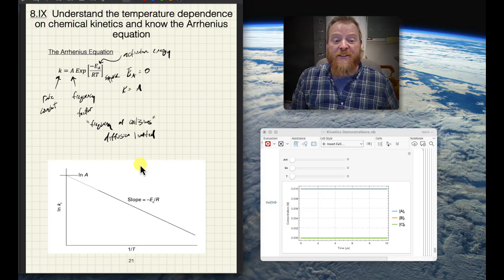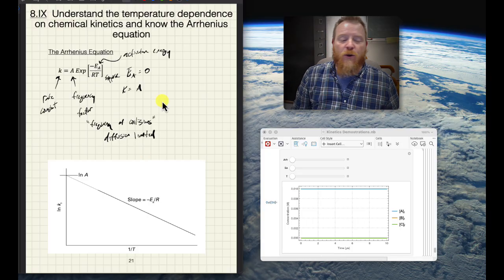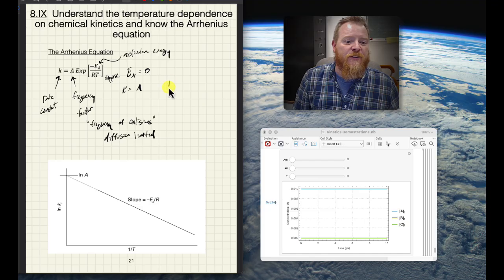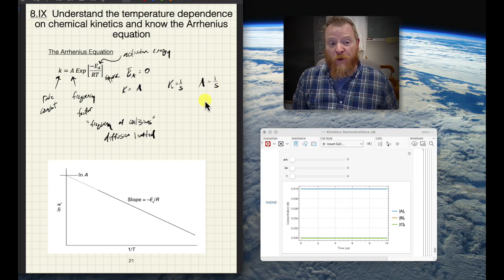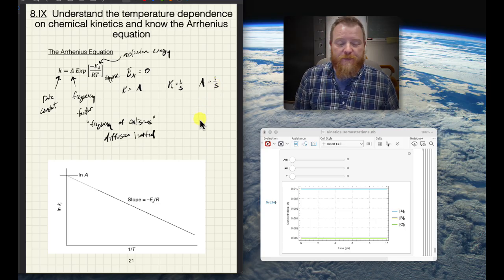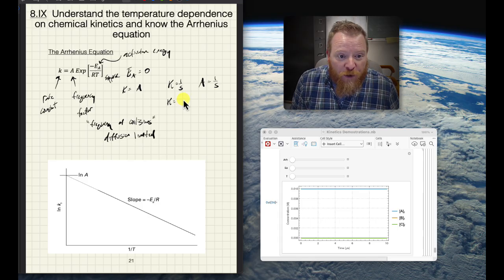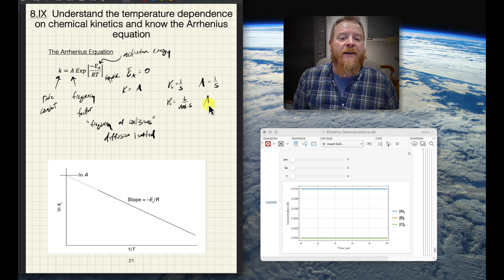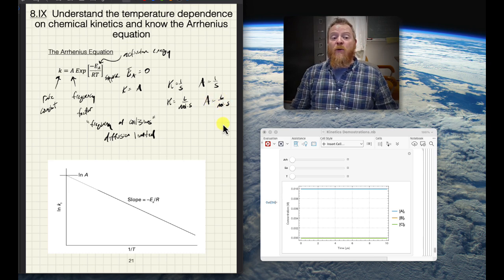other and collide. So what that means is if k is first order and has units of 1/seconds, then A must also be a first order collisional term. If k is in second order units, which would be liter per mole per second, then A also has to have that same second order unit.